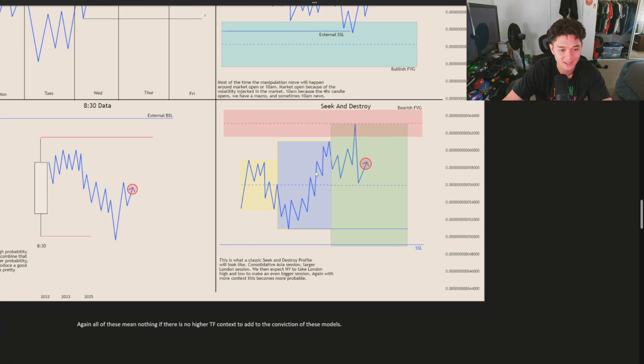And then a classic seek and destroy model. This is when we have a small Asia session. We then get a bigger London session, and then I'd expect New York to take the high of London and then also expand to the low of London session. Again, if we have more context, we come into a bearish fair value gap. We have sell side liquidity resting lower. We're in a sell model on the higher time frame. There's reason to go lower. This becomes, again, higher confluence for me.